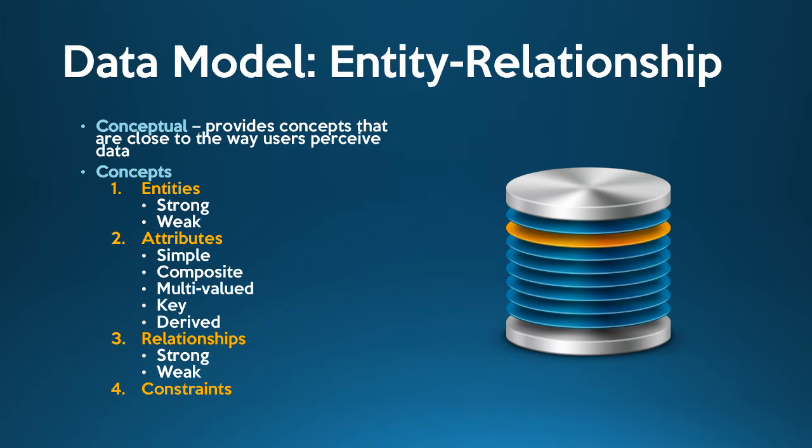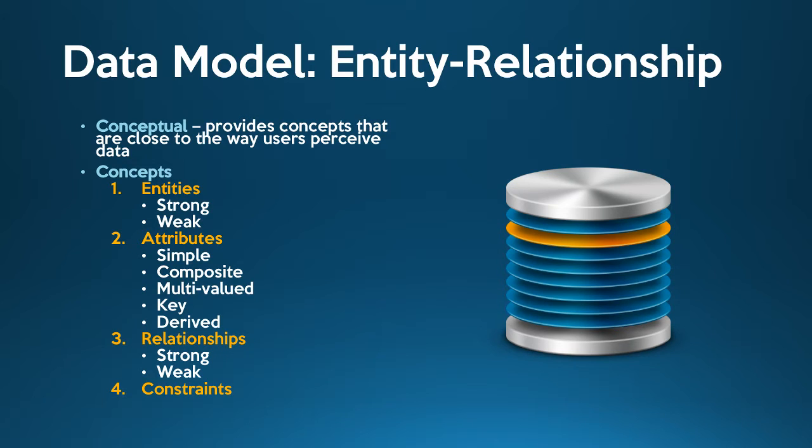We also have attributes. Can anybody tell me what attributes are, or why you think they are related to entities? No? So attributes are like the qualities of the entities. Let's say for a student, there are different kinds of attributes: their first name, their last name, their address, their social security number, their Panther ID. All these different things are attributes, and each one has a different kind. There's simple, composite, multi-valued, key, and derived. Again, we'll be explaining these in the following slides.